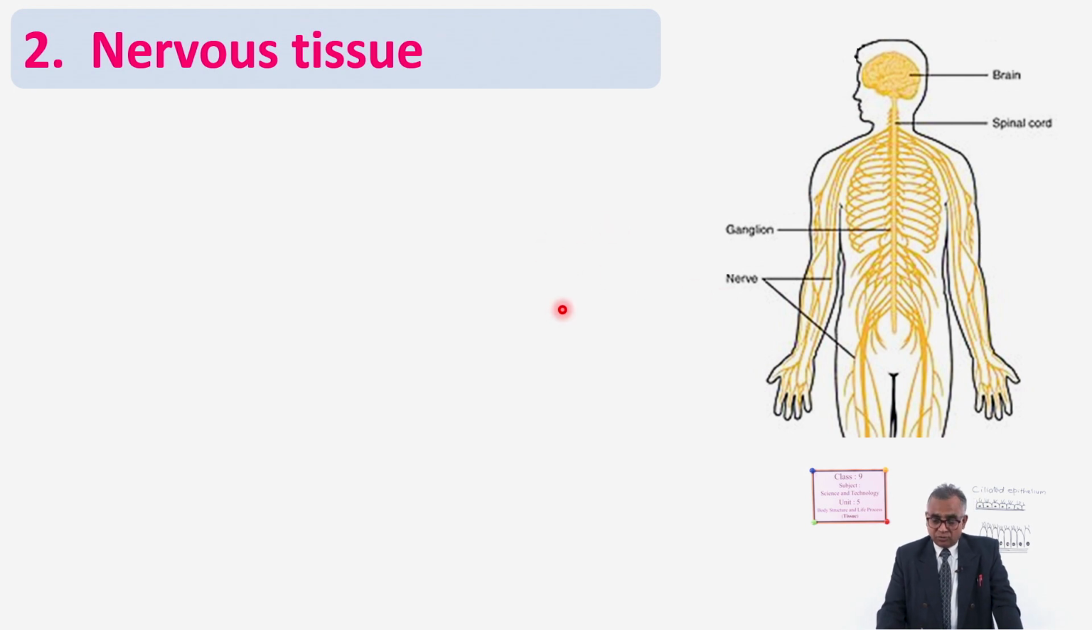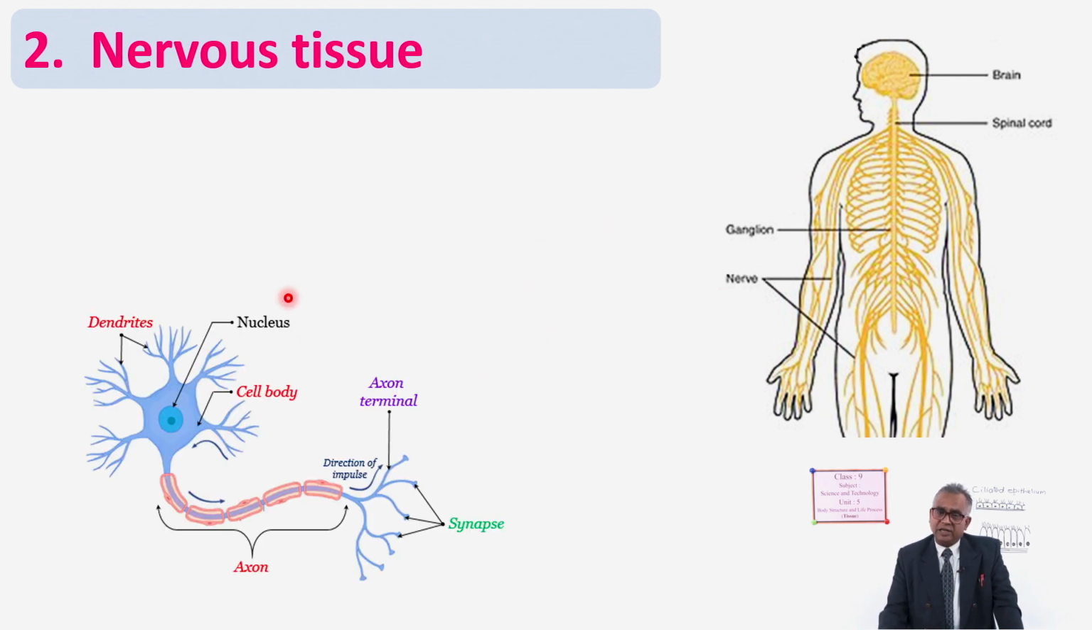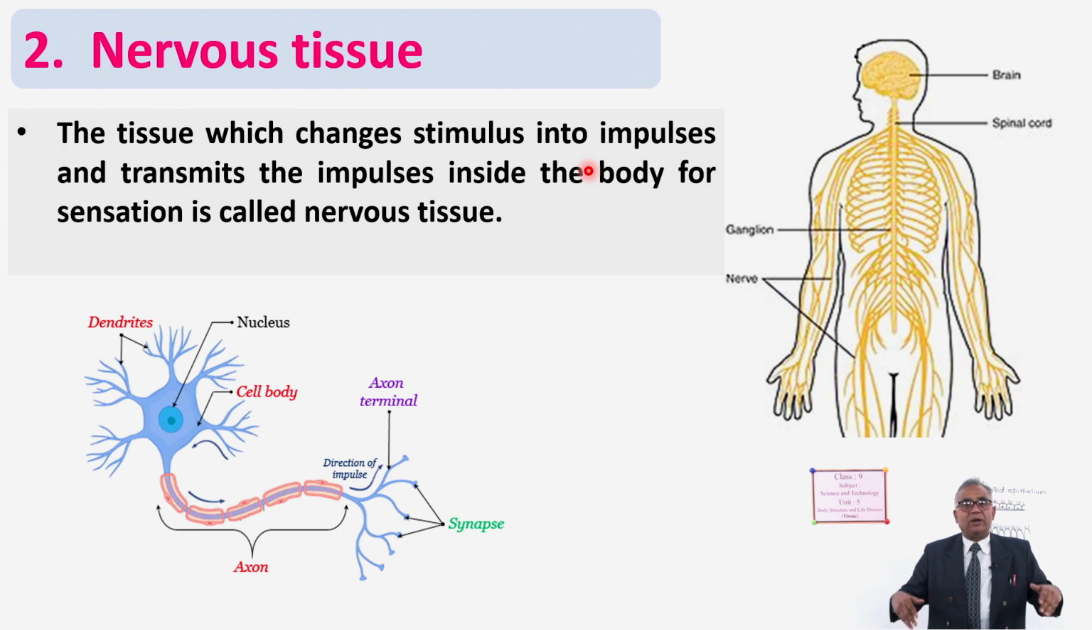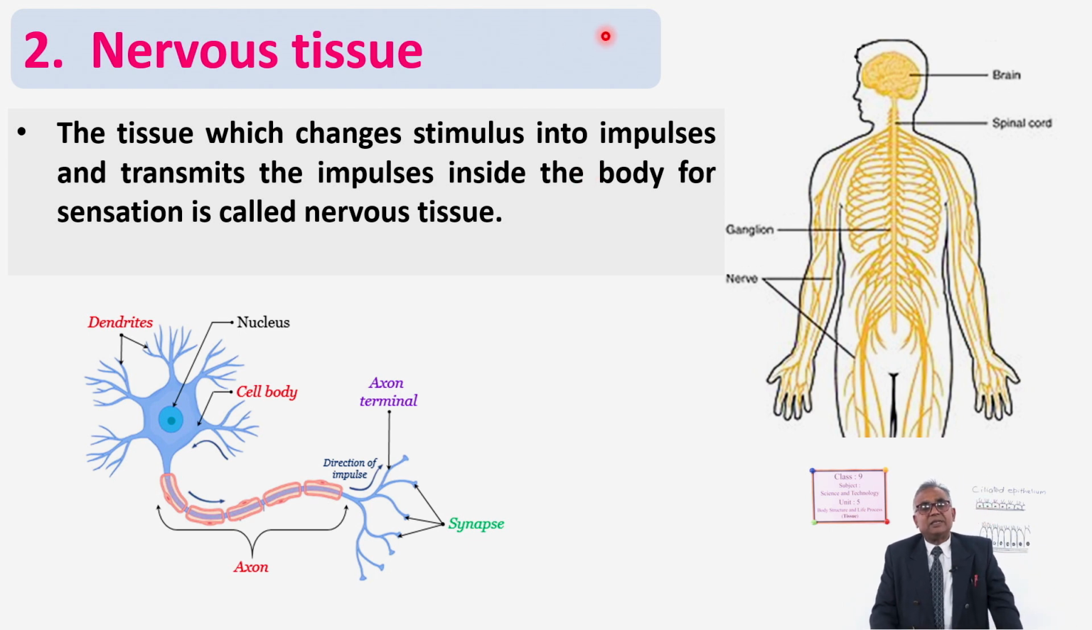So, nervous tissue, how can you define it? Here one nerve cell is given. At first see what nervous tissue is. The tissue which changes stimulus. You know what a stimulus is? Don't know. A stimulus is any change in the environment, that may be outside your body or inside your body, which you can feel. That is a stimulus. If you feel it is too hot, then temperature is a stimulus. If you feel it is highly pressed, then pressure is a stimulus. Pain is a stimulus. Yes, cold, hot, stimulus. So, a stimulus is anything which we can feel through our sense organs.